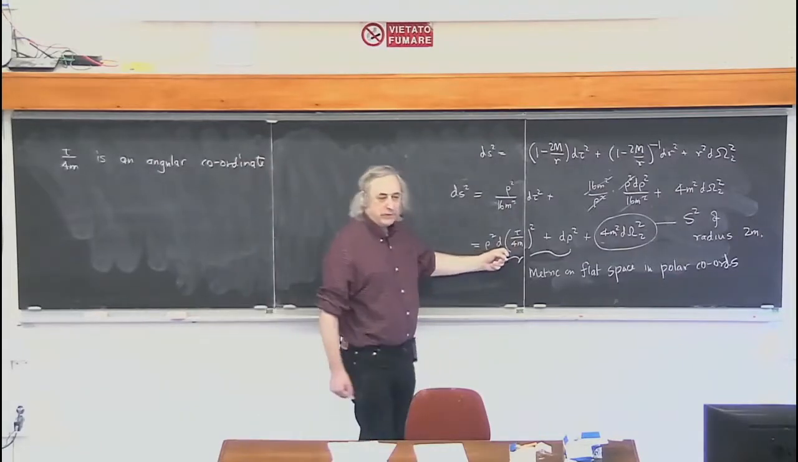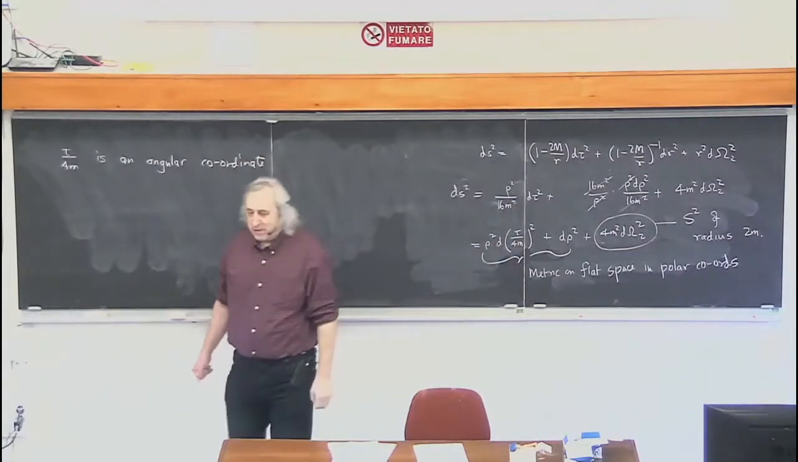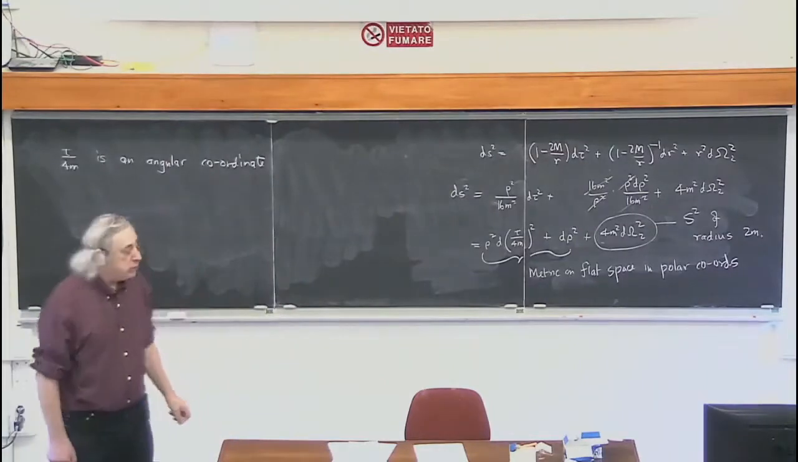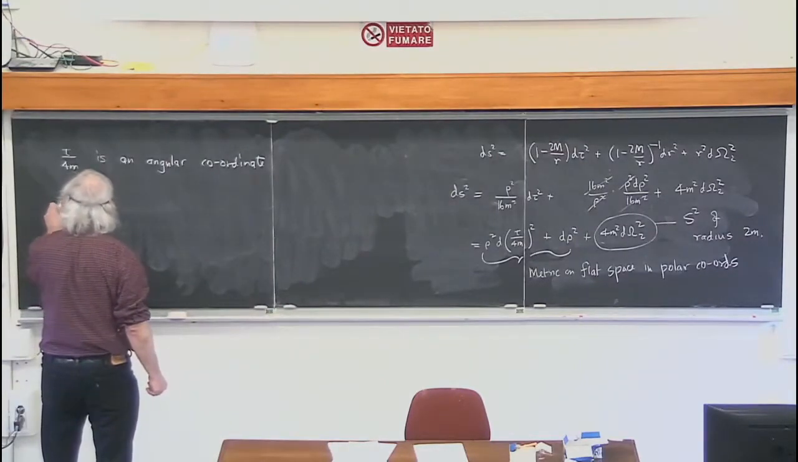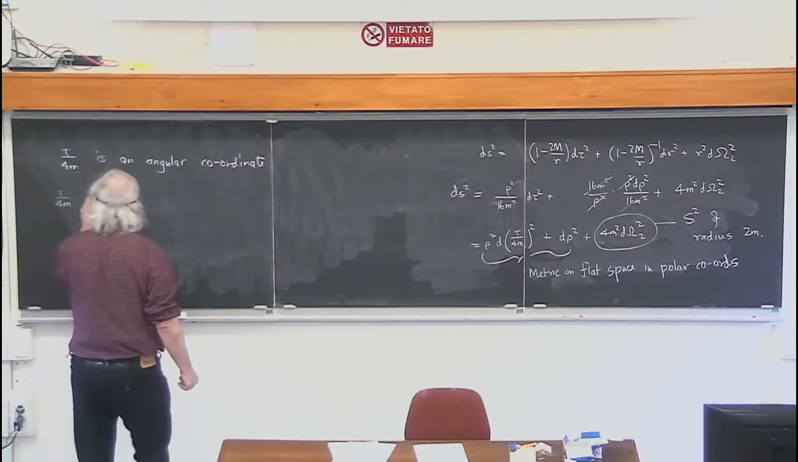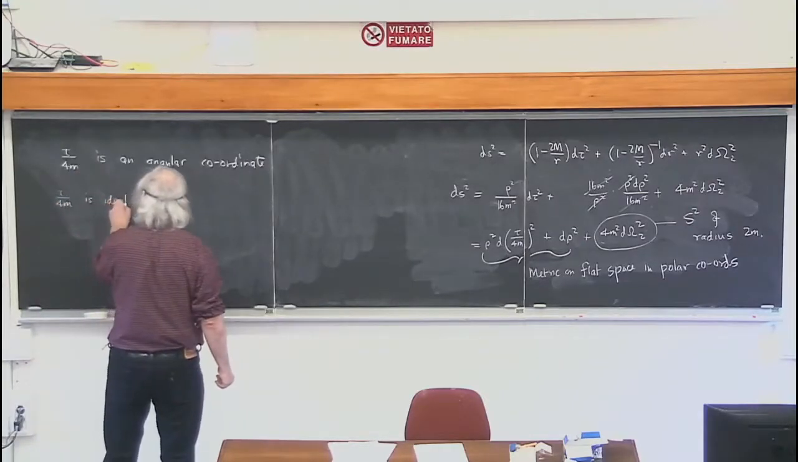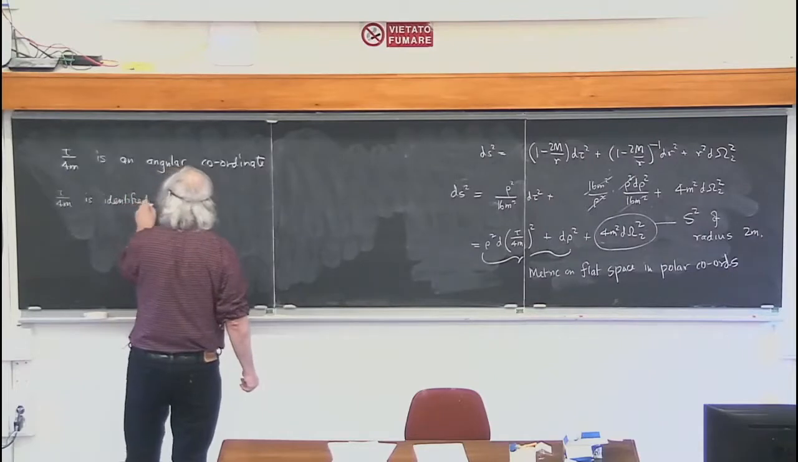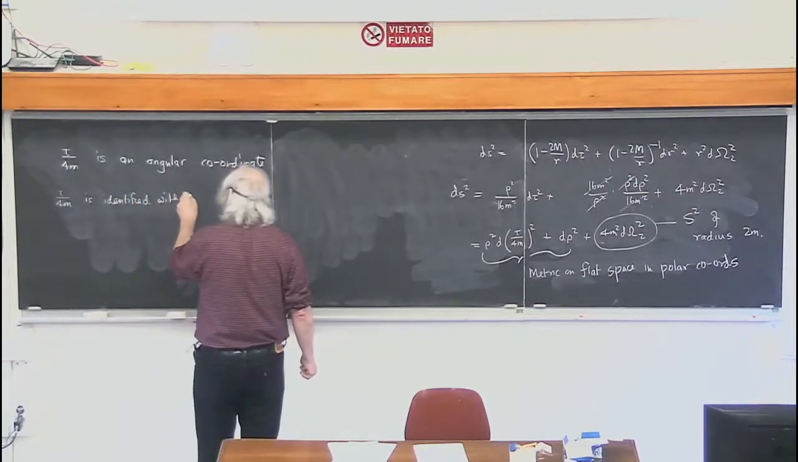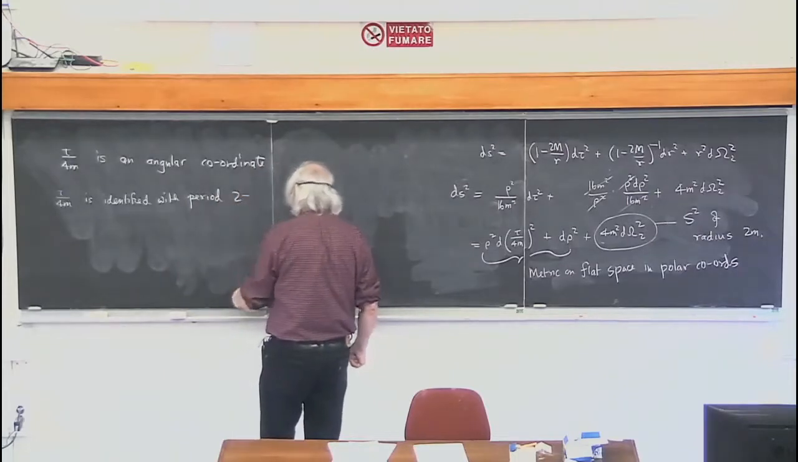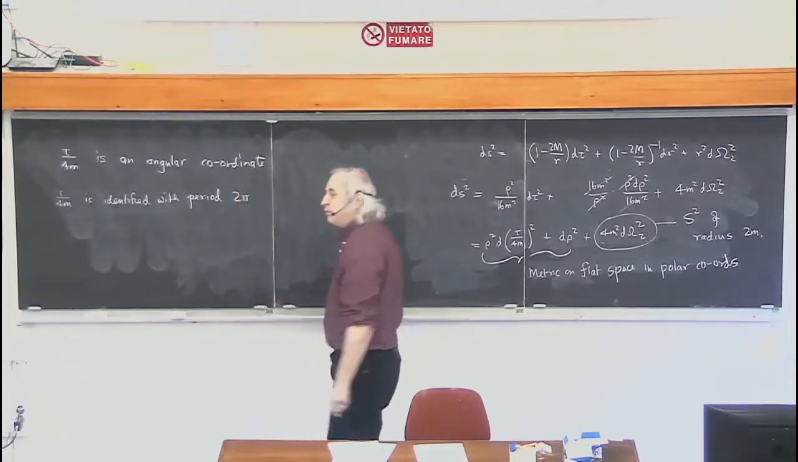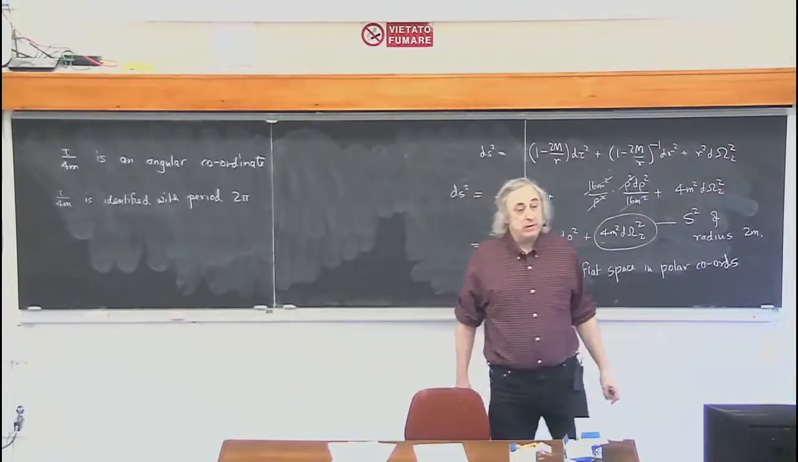So normally you'd write this as d theta squared, and you'd identify theta with period 2 pi. So you'd have to identify tau over 4m with period 2 pi. But you might ask, what happens if you didn't do that?